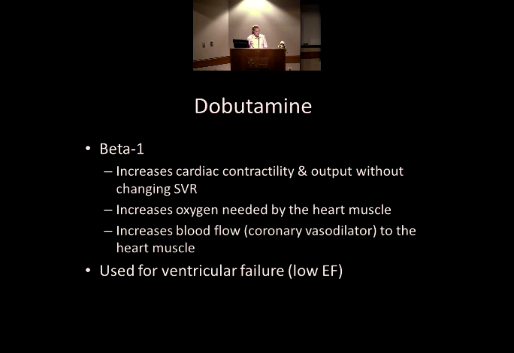So dobutamine is solely beta-1, works just on the heart. It is a synthetic catecholamine, so it's not made by your body. It's only made in the pharmacy, and then we're going to give it to you. It will increase contractility, it'll increase your cardiac output, but it will not change your SVR since it's not alpha-1, it's only beta-1. It'll increase contractility, therefore your cardiac output.